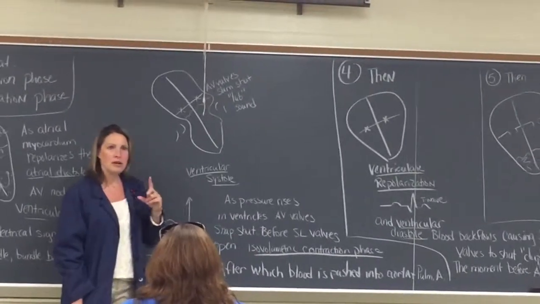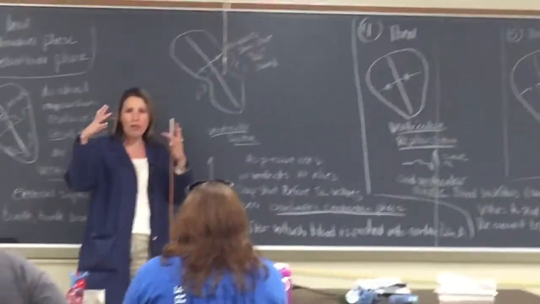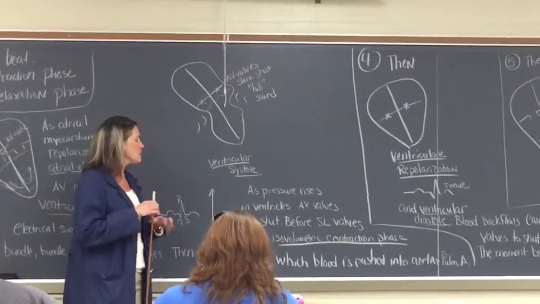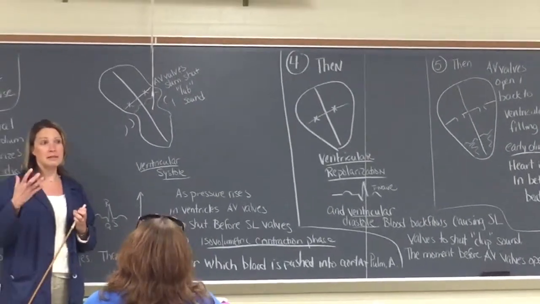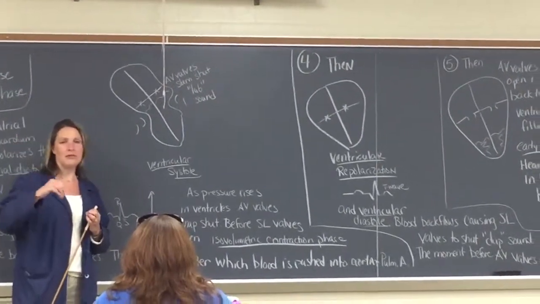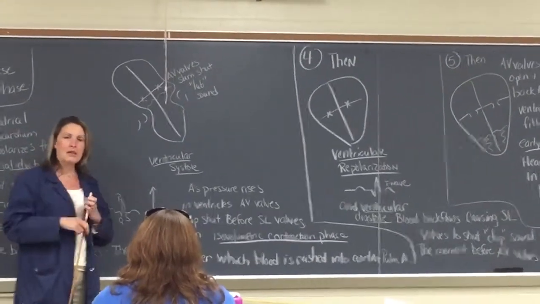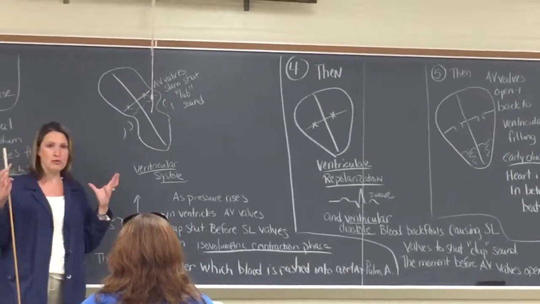Now, as this pressure rises and the AV valves snap shut, a split second before the semilunar valves, the aortic and the pulmonary semilunar valves, open, all the valves are shut. This is called the isovolumetric contraction phase. At this point in time, no blood is coming into the ventricles and no blood is leaving, but it's just a split second.